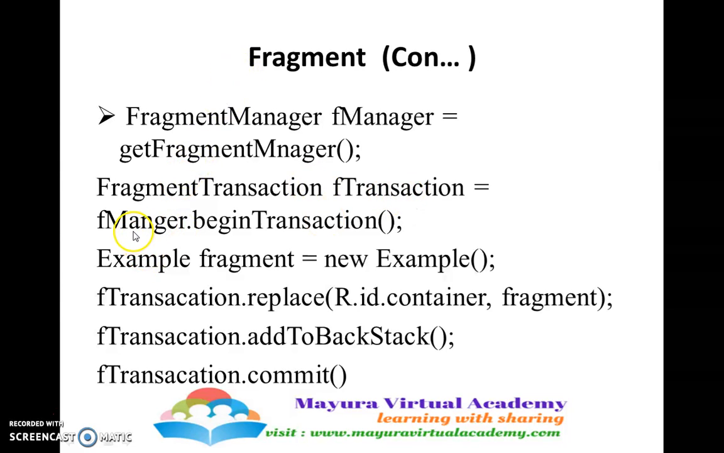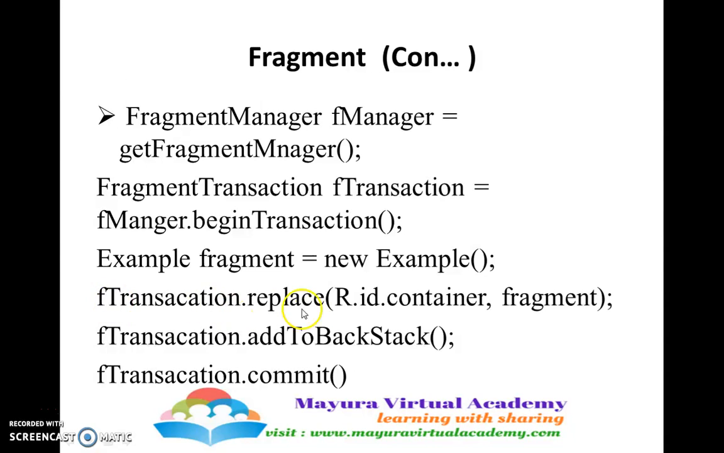You'll be using the fragment manager object to begin the transaction, and you'll be creating the new fragments. In this case, I have created the fragment as ExampleFragment. I'll be creating the object of ExampleFragment, and in the activity you'll be creating the layout in such a way that it has the place or container where you need to display the fragment. Previously I have shown you that on the left side you need to display the article, and on the right side we need to display the article description. So that ID will be used where this fragment needs to be replaced.